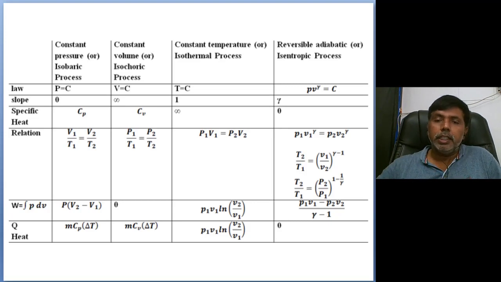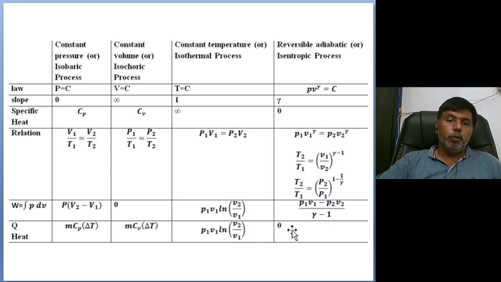Why? Because the heat transfer of the adiabatic process is 0. So we have to recall the relations in the adiabatic process, which are very important, and specific heats and slopes. In competitive exams you will get the slope of different process curves. Isobaric process, the slope is 0. Why? Because it is horizontal. Constant volume process is vertical on the PV diagram, so the slope is infinite. Isothermal process, temperature is constant, slope is 1. Isentropic process, slope is gamma.